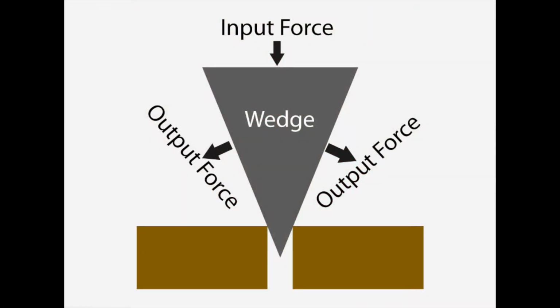A wedge is an object that tapers to a thin edge. This simple machine increases the force applied to an object and therefore makes it easier to lift objects like a car jack, cut or split objects like an axe, and keep objects in place like a doorstop.